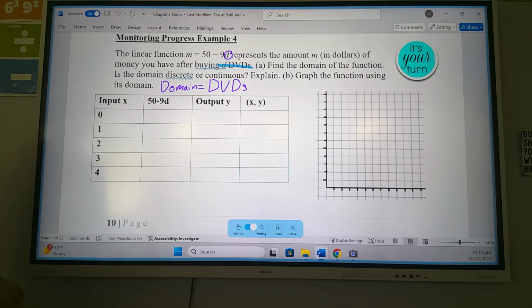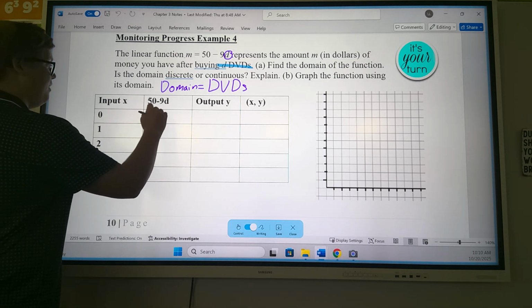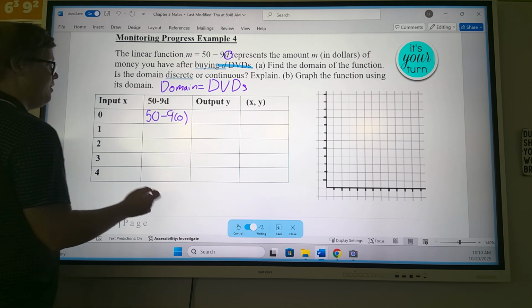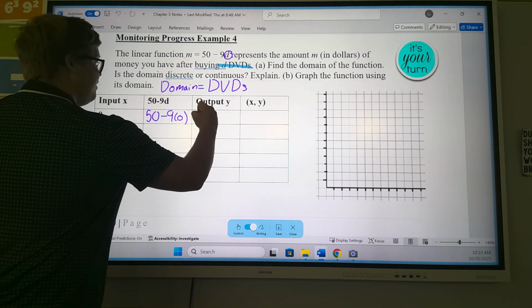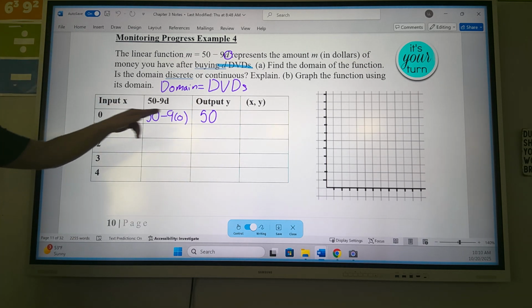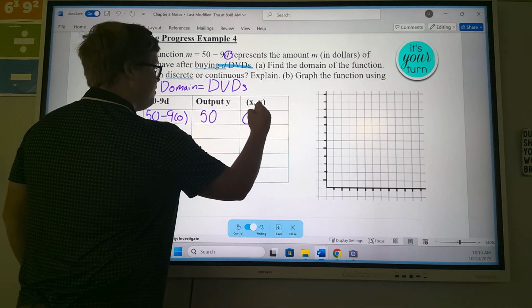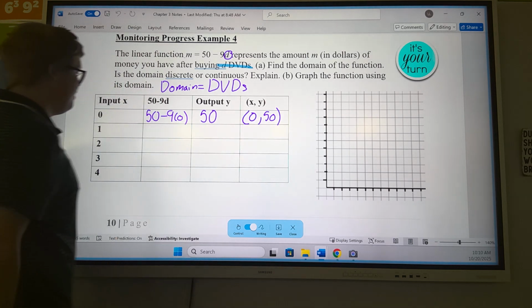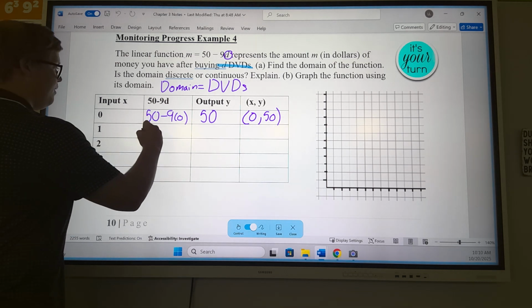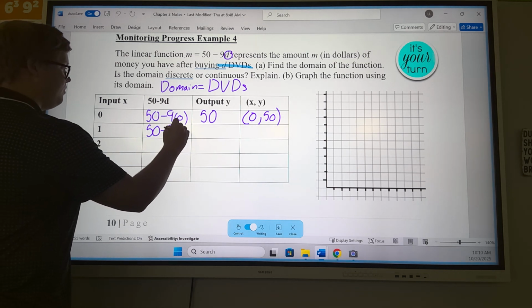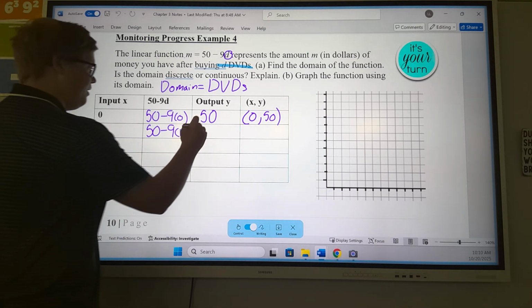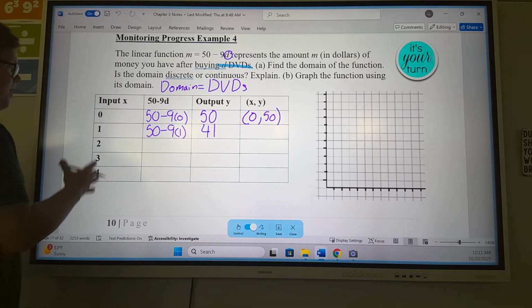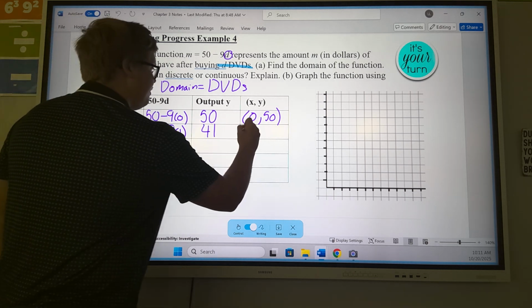So let's start here. We have 50 minus 9 times 0. 9 times 0 is 0. 50 minus 0 is 50. So when x is 0, y is 50. So 0, 50. Same thing goes for 1. 50 minus 9 times 1. So 9 times 1 is 9. 50 minus 9 is 41. So when x is 1, y is 41.